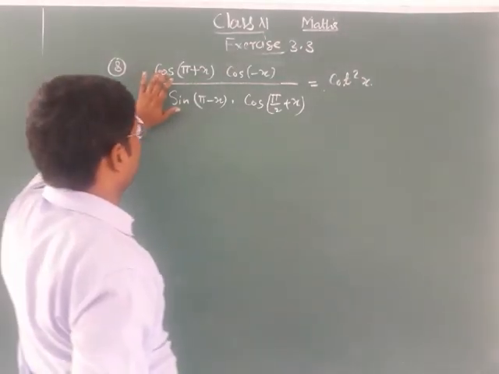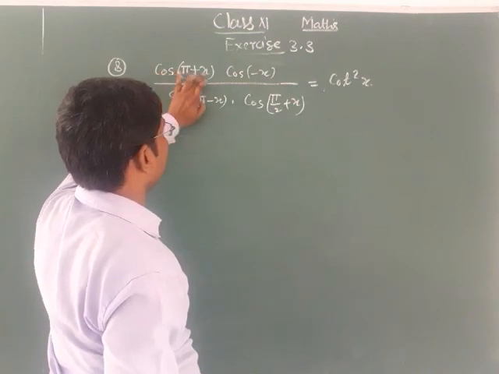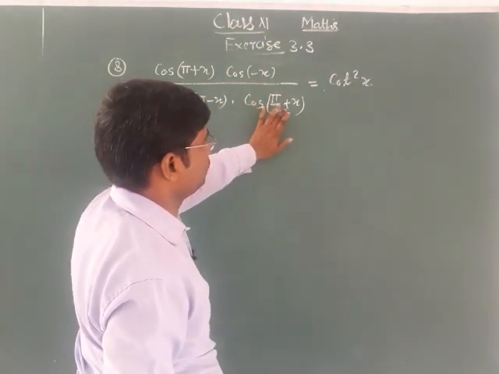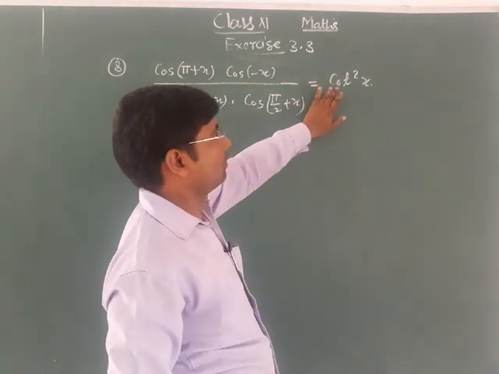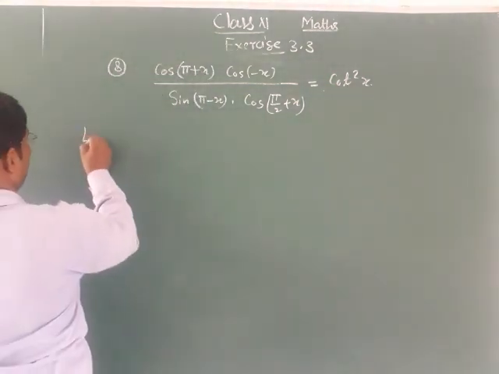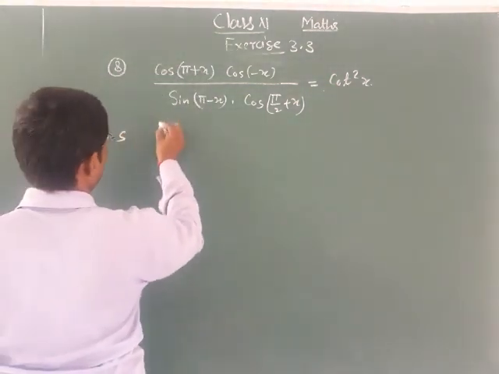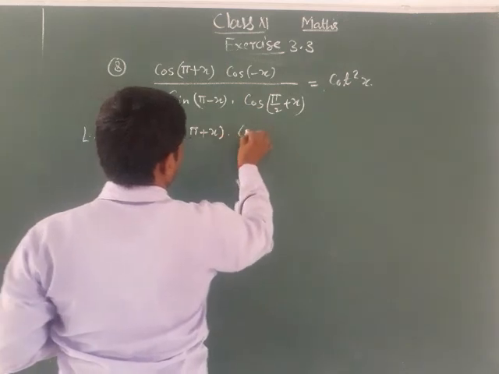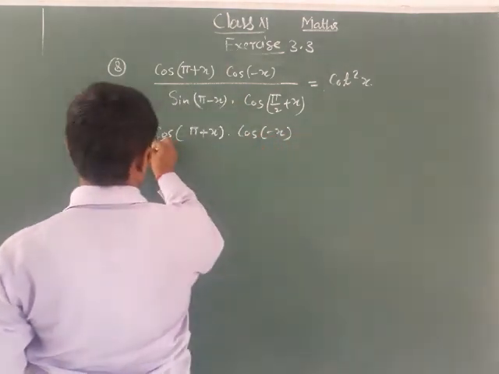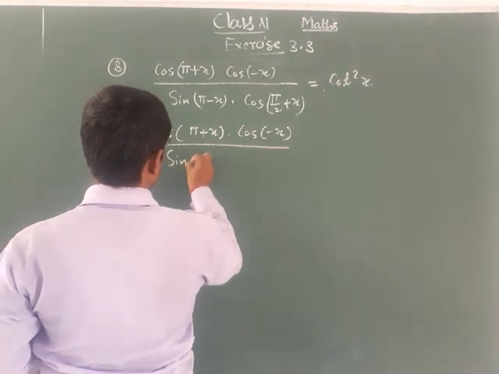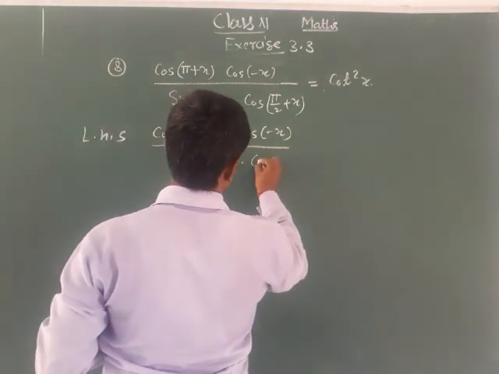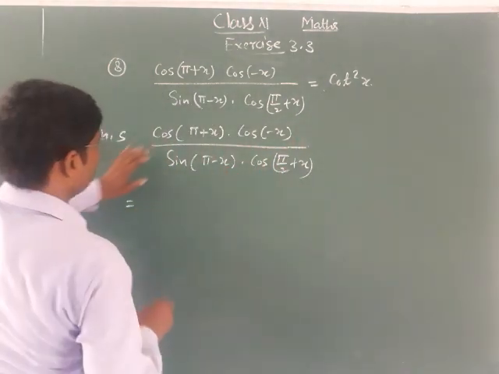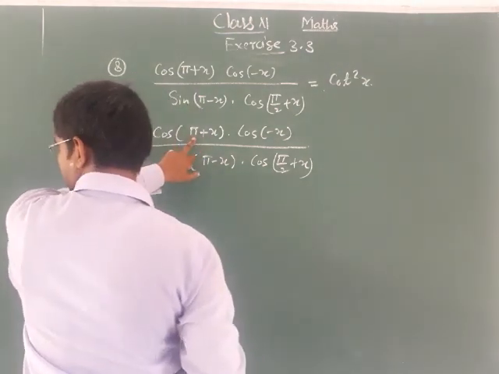Question number 8. Prove that cos(π + x) cos(−x) upon sin(π − x) cos(π/2 + x) is equal to cot square x. Now taking LHS: cos(π + x) cos(−x) upon sin(π − x) cos(π/2 + x).